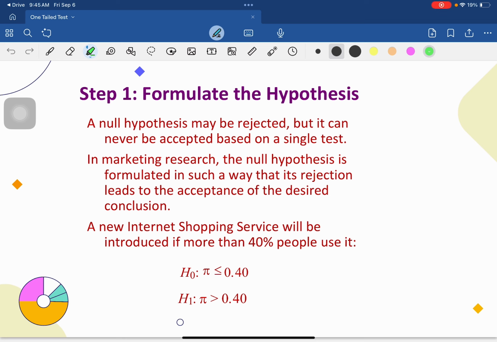For example, in a marketing research, the null hypothesis is formulated in such a way that its rejection leads to the acceptance of the desired conclusion. Yes, for example, you reject it, it means you're accepting the alternative. For example, a new internet shopping service will be introduced if more than 40% of people use it. Then you can assume that your null hypothesis is that it is less than or equal to 40%, and then your alternative hypothesis will be that it is greater than 40%. So we will have a sample problem where this will be discussed further and in detail.